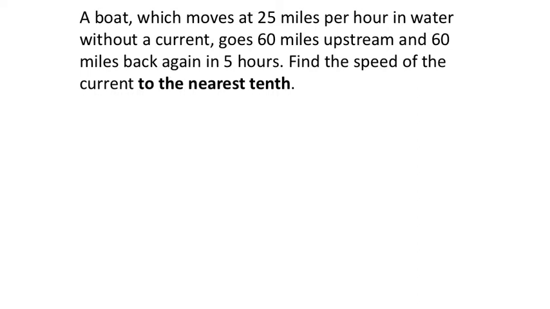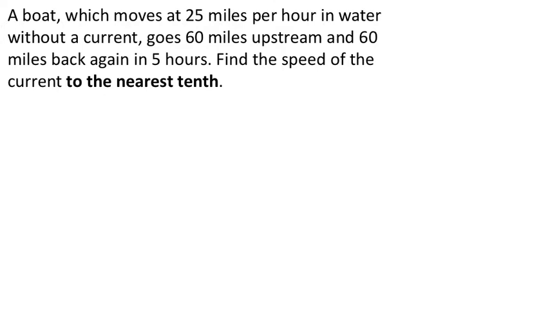A boat, which moves at 25 miles per hour in water without a current. So we know the speed of the boat without a current for some reason. But it goes 60 miles upstream. That's the distance it's going upstream. And when we see upstream, I'll make a note of this just so we can remember this. But upstream is against the current. All right, that'll be important to know.